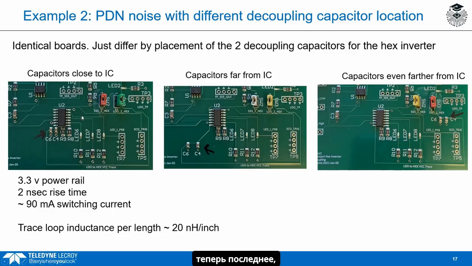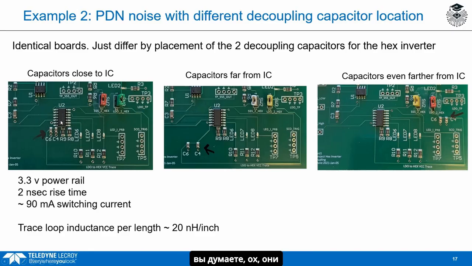And now the last thing that we're going to do after we do this is look at, okay, we're measuring the voltage noise on the die. What would we see if we looked at the voltage of the power rail on the board? And I have a test point over here that will measure the 3.3 volts on the board near where the LDO is. And we'll compare that voltage with what we get on the die.